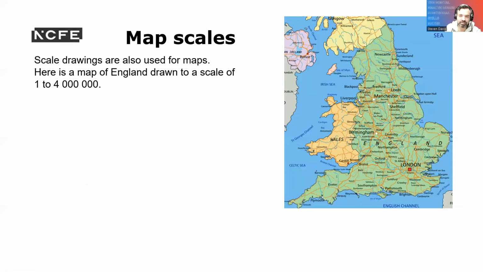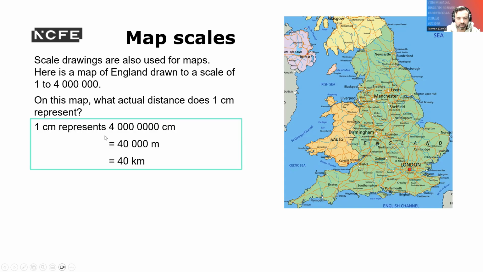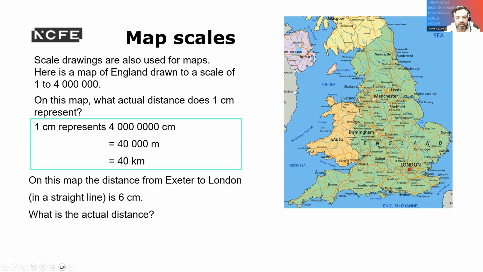So looking then at scale drawings on maps, here is a map of England. It is drawn to scale. So you can see there, it's 1 to 4 million. On this map, what does 1 centimeter represent? So if 1 centimeter represents 4 million centimeters, that would be the same as 40,000 meters, and that's the same as 40 kilometers. So 1 centimeter represents 40 kilometers.